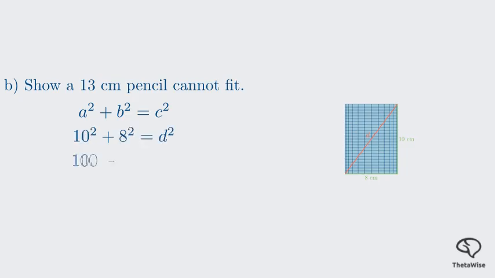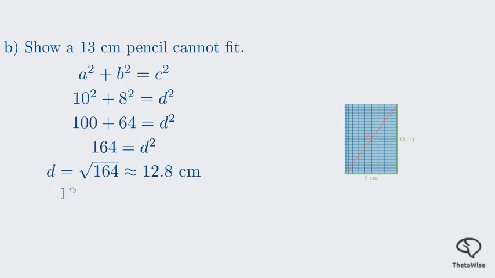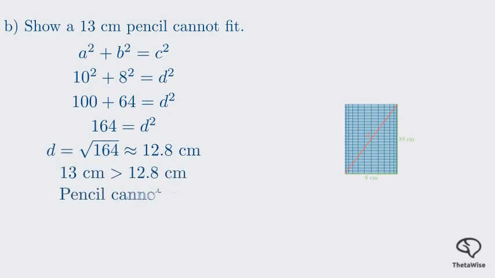10 squared plus 8 squared equals d squared. 100 plus 64 equals d squared. 164 equals d squared. To find d, we take the square root of 164. Since the maximum internal diagonal length is only 12.8 centimeters, a 13 centimeter pencil is too long to fit. We have shown that 13 is greater than the square root of 164.